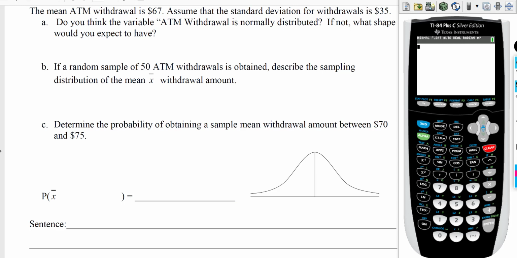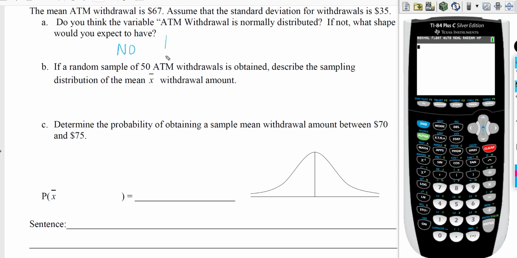Well, with this one, think about it. People go to the ATM to get money out. And usually, if you get money out, you're going to get a significant amount out, not just $5 or $10 at a time. So I would say that this probably would be no.